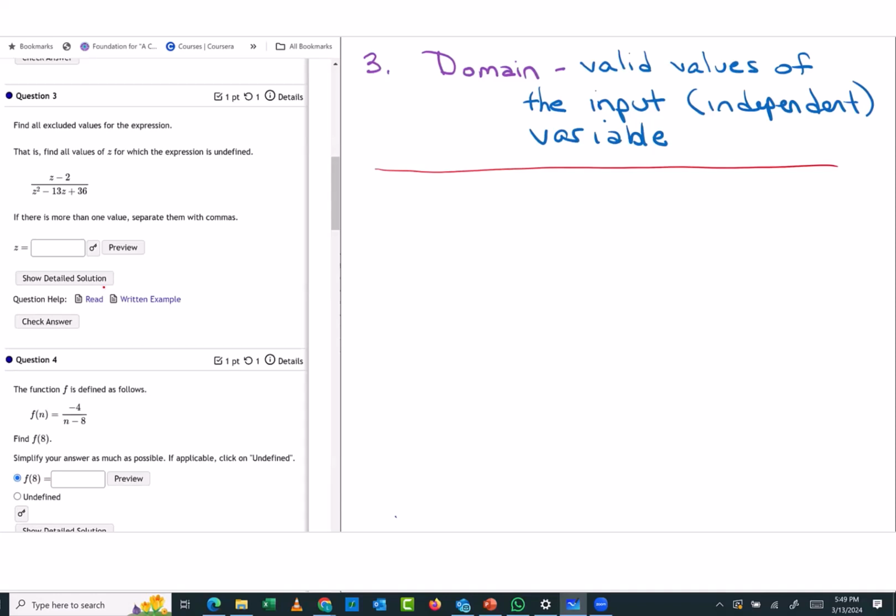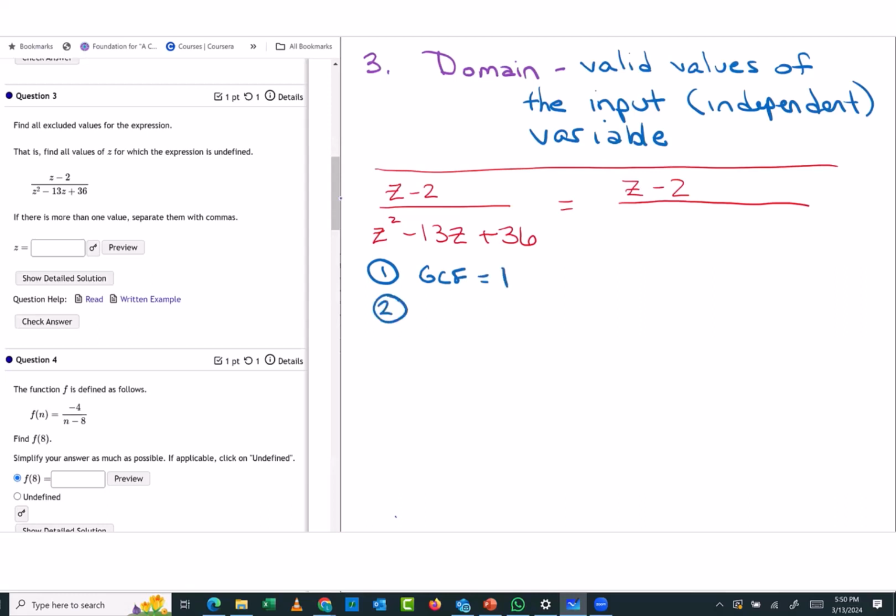What we're going to do here is we're going to factor the denominator. So we start with z minus 2 divided by z squared minus 13z plus 36. And I need to factor the denominator. I'll go through it a couple of times if I have to, but I'm not going to go step by step for each one. Step 1, greatest common factor. Here, the greatest common factor is 1.